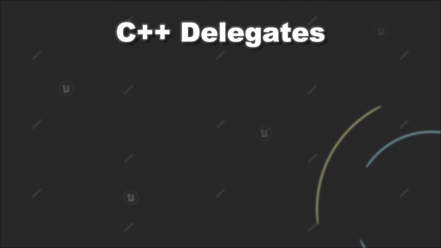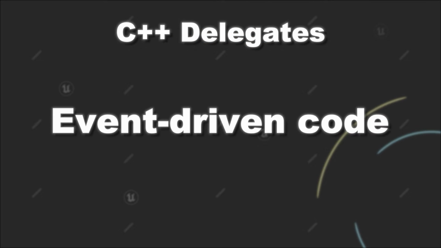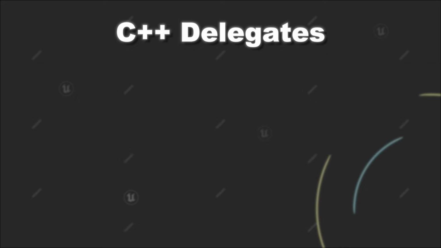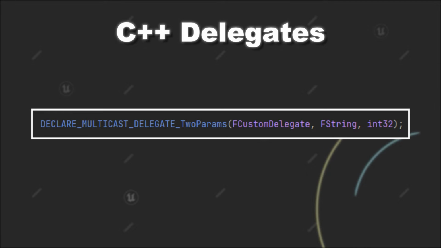In Unreal Engine, delegates allow you to make event-driven code. This is achieved by the functionality that functions can subscribe to a delegate, and when the delegate gets executed, all the functions that have subscribed get executed too. First, to use a delegate, we have to declare its signature.